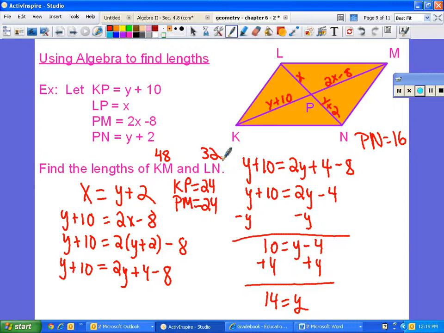Well, I don't care what x equals, but yes, it does equal 16. I only had to find what y equals. All right.